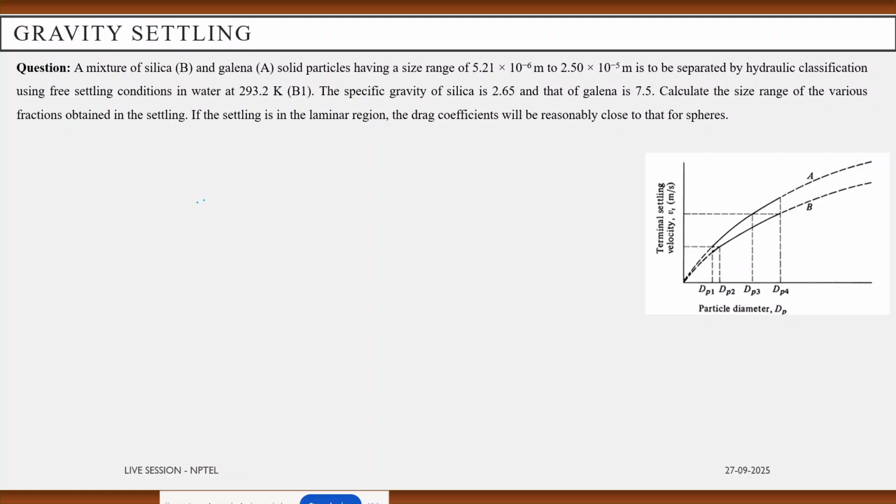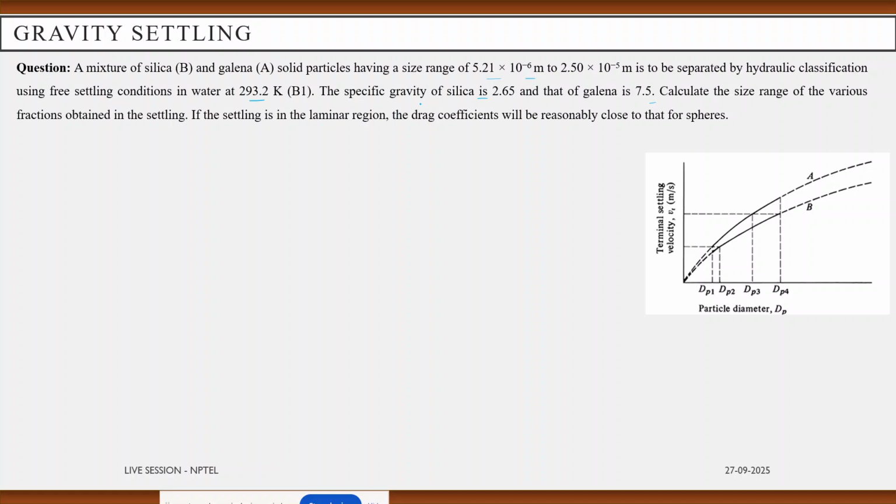This numerical shows separation of a mixture of silica and galena. They have particle size ranges from this to this meter, and are separated by hydraulic classification using free settling condition in water at this Kelvin. The specific gravity of the silica and galena is mentioned. You have to calculate the size range of various fractions obtained in that hydraulic settling. If the settling is occurring in the laminar region, the drag coefficient will be reasonably close to that of the sphere.